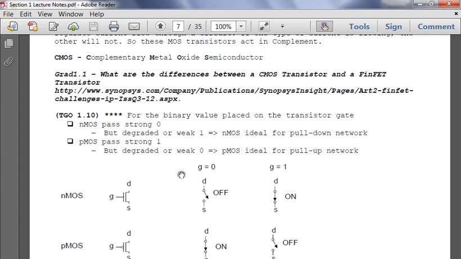Here's an example. So for NMOS, you apply a voltage to the gate, you apply a 1. It's going to turn on, so it'll flow through. When it's a 0, it's going to be off. For PMOS, you apply a 0 to the gate and it'll be on. When you apply a 1 to the gate, it'll be off. Think of it as like a toll bridge.